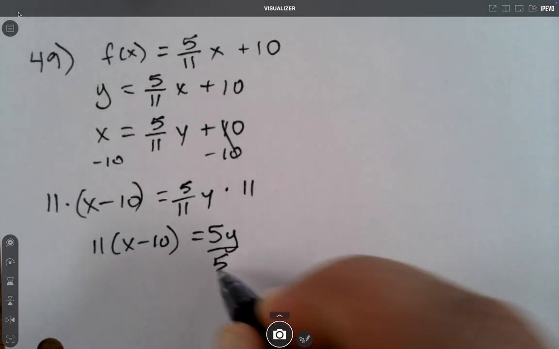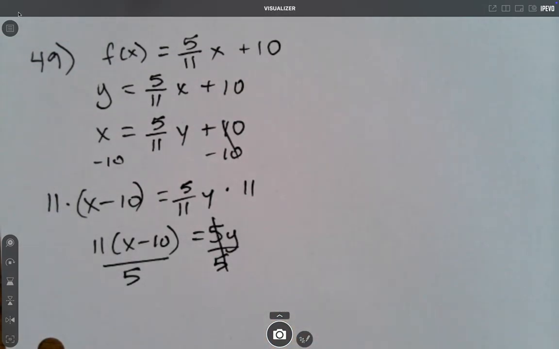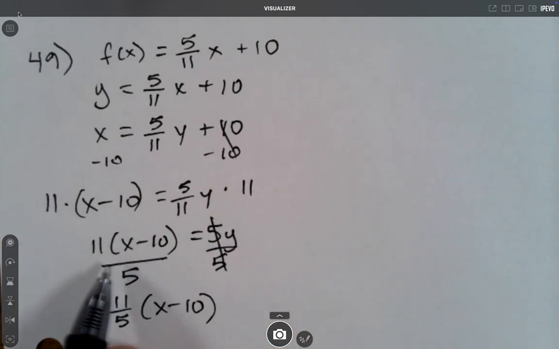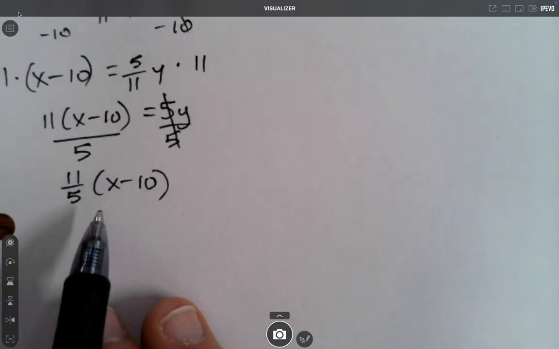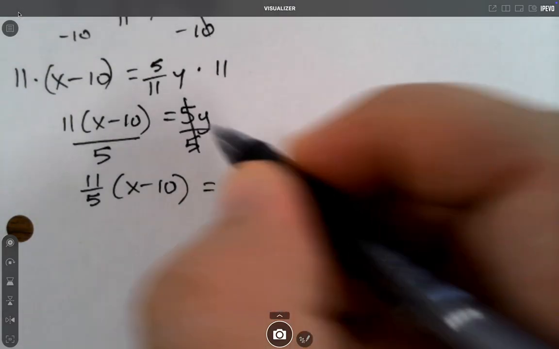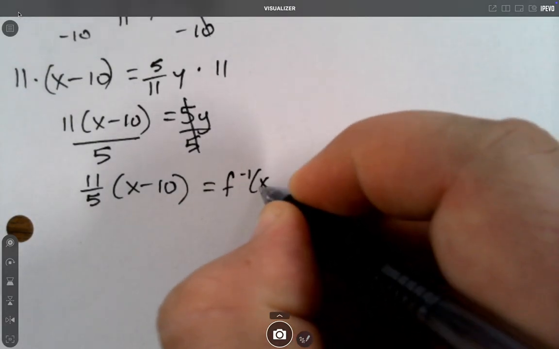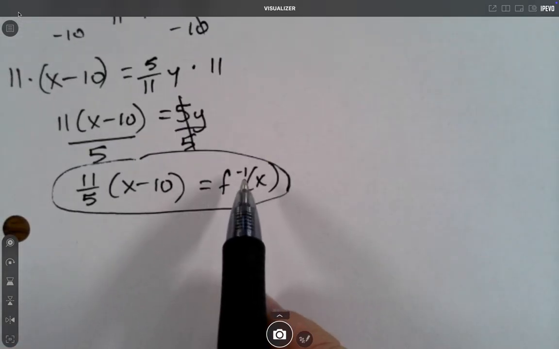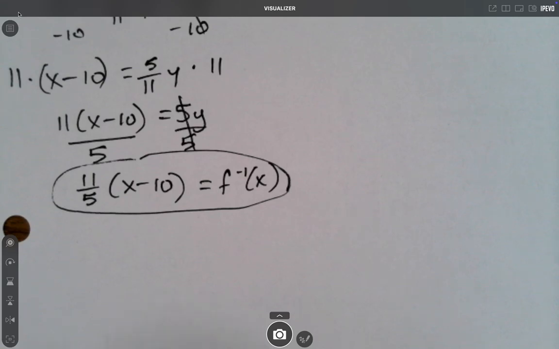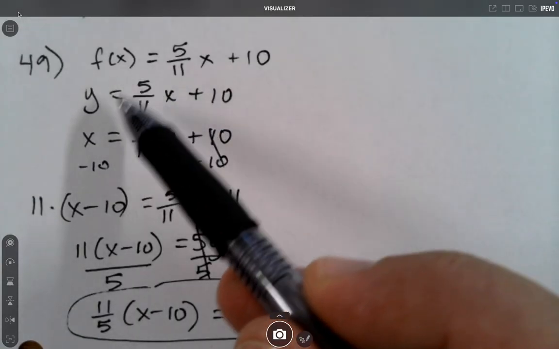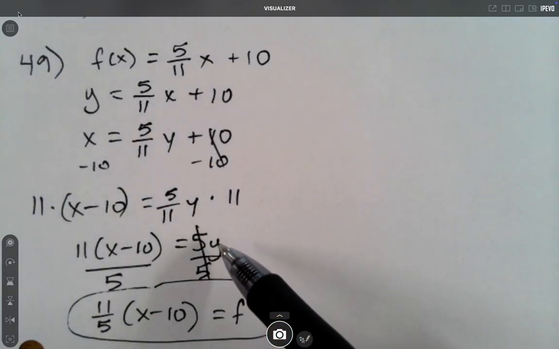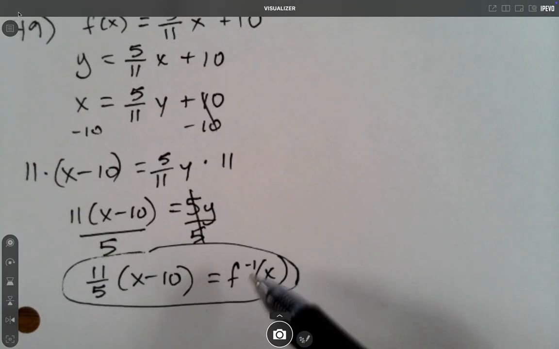Then I'll divide both sides by 5. And you can write it this way where it's all of it divided by 5, or you can just put it 11 over 5. So again, this way is fine. You can write it that way or this way. And as our final thing, instead of writing y, we write the inverse of f of x. So again, this notation or this symbol just means the inverse of f. So our steps are to change f of x to y, swap the x and the y, get y by itself, and then replace the y with the inverse of f of x.